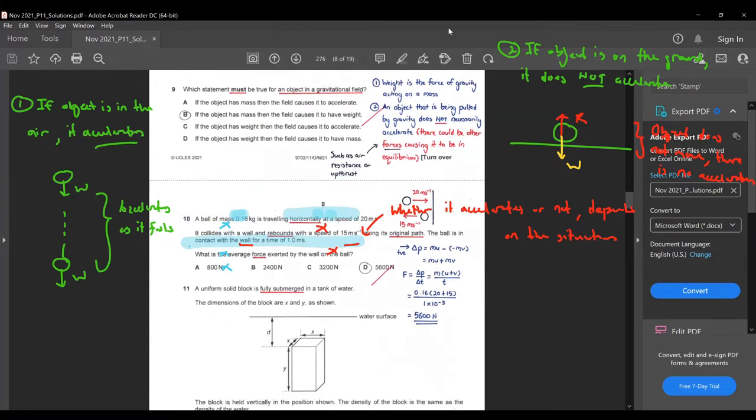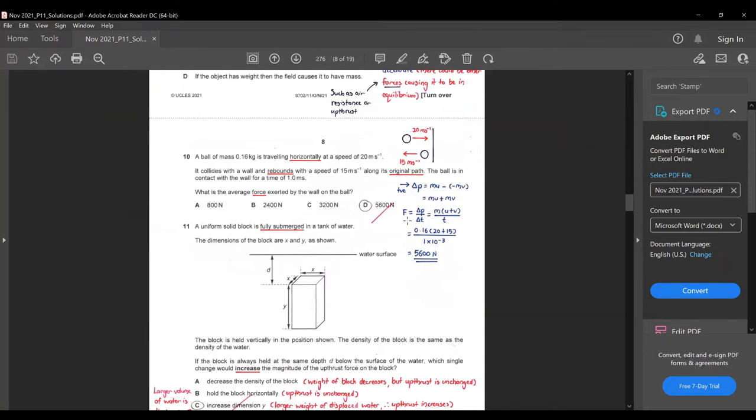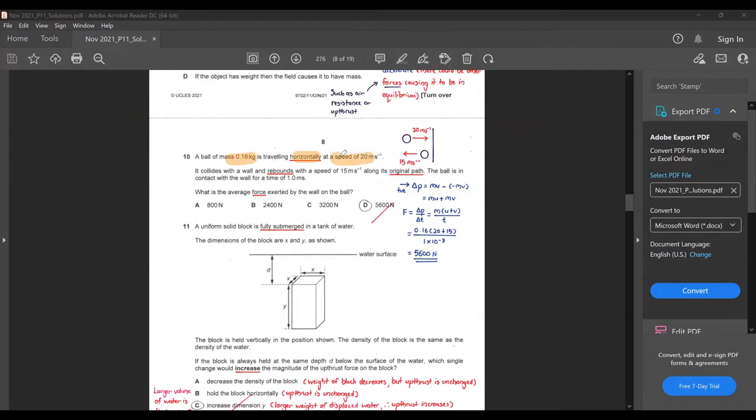Okay. So number 10. Okay, number 10, they tell you that you have a ball of mass 0.16 kg that is traveling horizontally at a speed of 20 meters per second. It collides with a wall and rebounds with a speed of 50 meters per second along the original path. The ball is in contact with the wall for a time of 1 millisecond. What's the average force exerted by the wall on the ball?